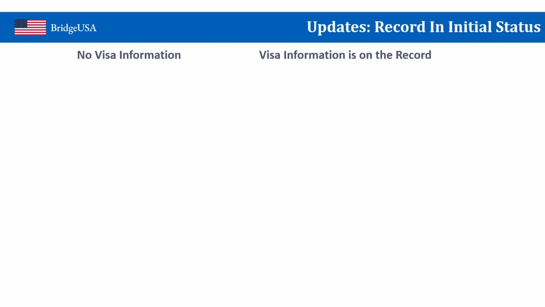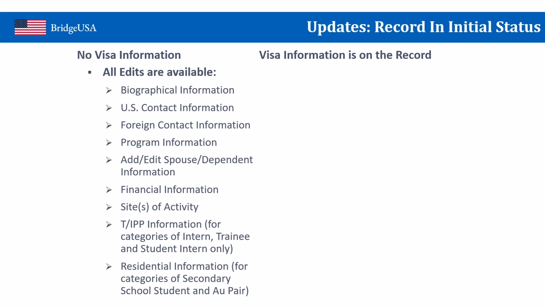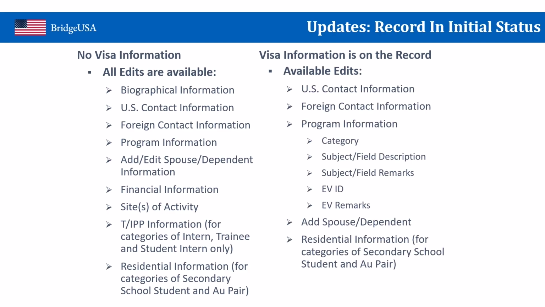Updates in initial status are restricted after the Exchange Visitor obtains their visa, and the visa information displays on the record. Before the visa is issued, all edits are available. After the visa information is on the record, contact and program information can be edited, and a spouse or dependent can be added. If the Exchange Visitor's category is secondary school student or au pair, the residential information can also be updated after a visa has been issued.